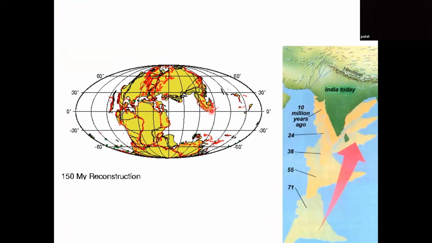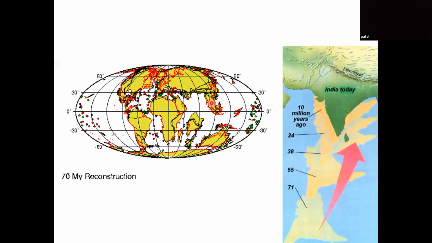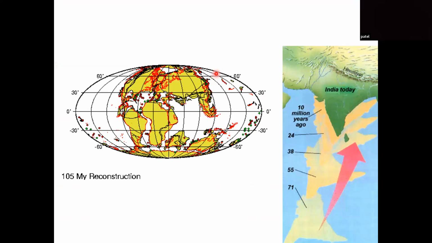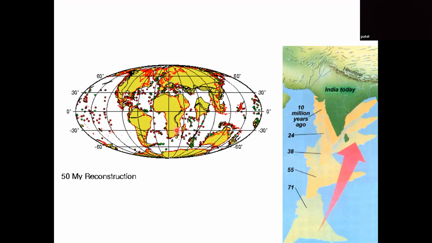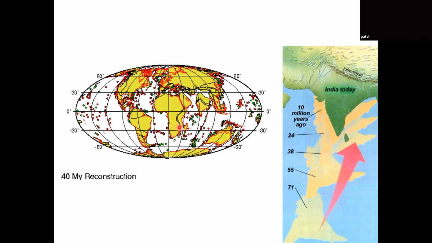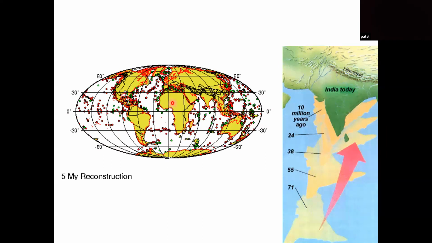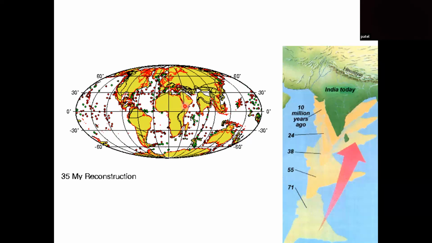Here you can see how the plates are moving. They are fragmented and moving. Here you can see Africa. On the eastern side there is a black color boundary. That is, at present, rifting. This part is not completely separated from Africa. So that means a new plate is generating here.